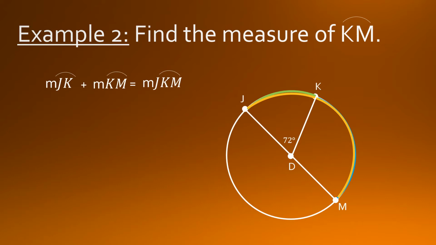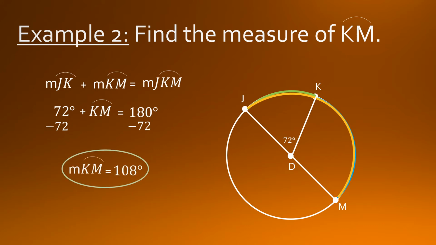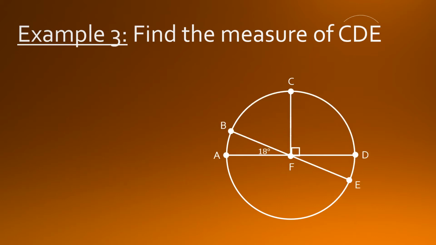So we can say arc JK is equal to its central angle JDK. So we can say JK is 72 plus KM, we don't know what that is, equal to, what's the semicircle measure? 180 degrees. And now we can solve for arc KM by subtracting 72 from both sides. 180 minus 72 is 108. So arc KM measures 108 degrees.